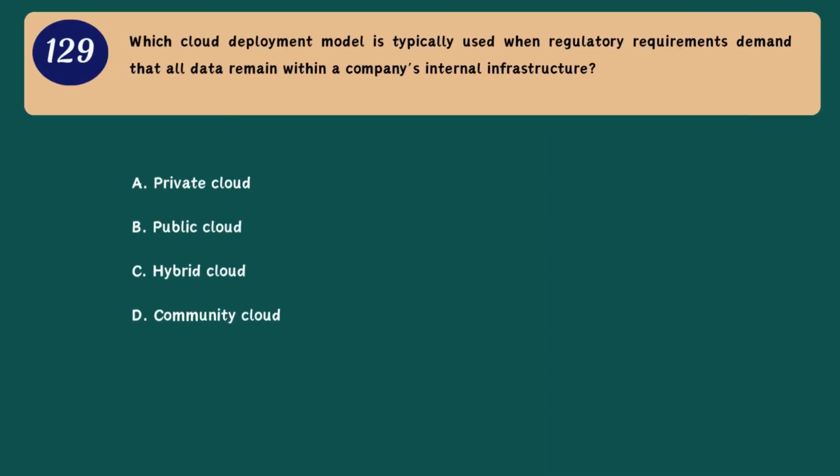Question 129. Which cloud deployment model is typically used when regulatory requirements demand that all data remain within a company's internal infrastructure? A. Private cloud. B. Public cloud. C. Hybrid cloud. D. Community cloud.